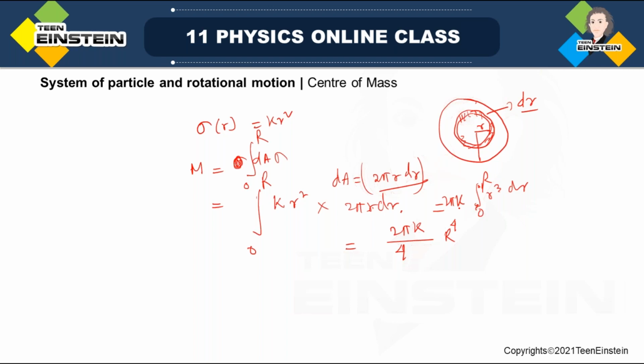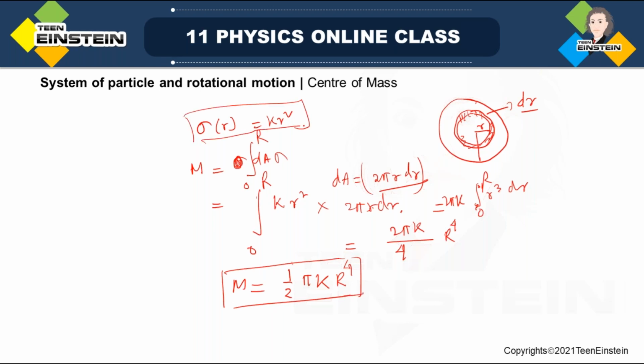So what is the mass then? The mass will be half into pi k R to the power 4. So this is the total mass of this particular disk when the surface mass density varies like this. So we have got the total mass, no worry.